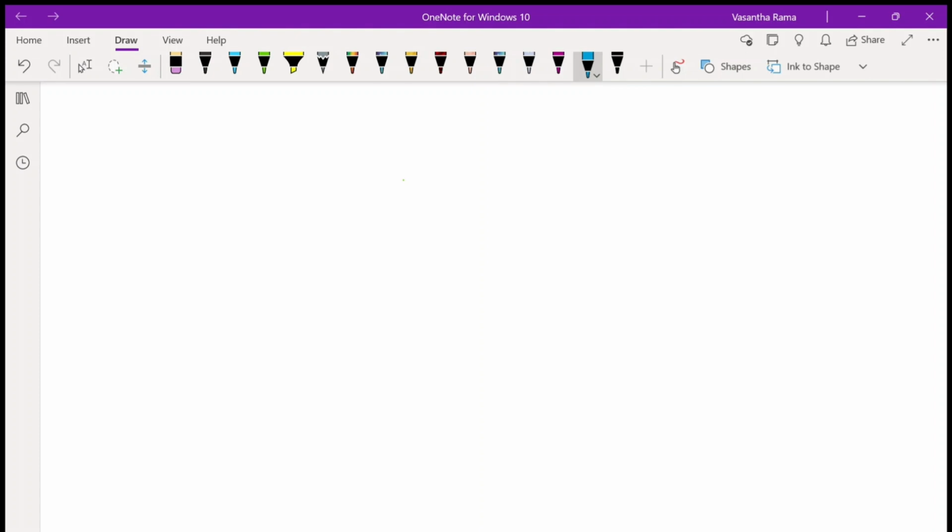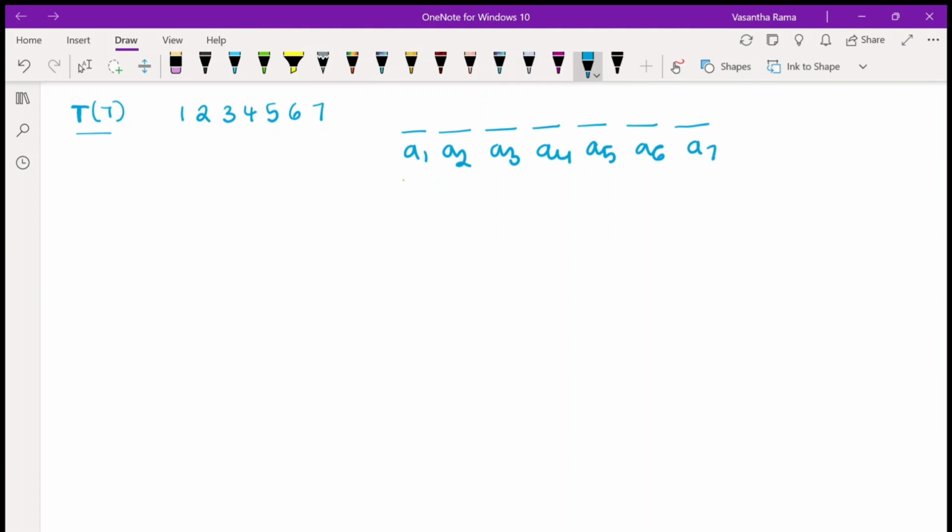Now let us use the same method to find out the number of arrangements that satisfy the condition for t of 7. That is, n is equal to 7 in this case. The integers that we have would be 1, 2, 3, 4, 5, 6 and 7 to be arranged as a1, a2, a3, a4, a5, a6 and a7.